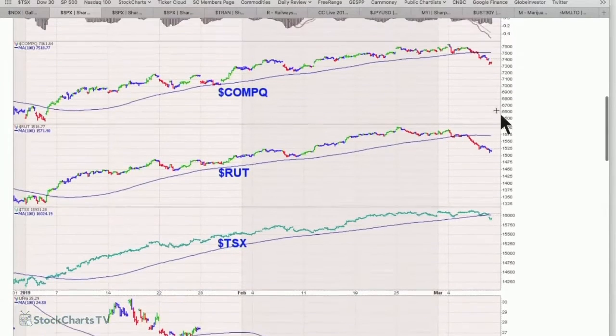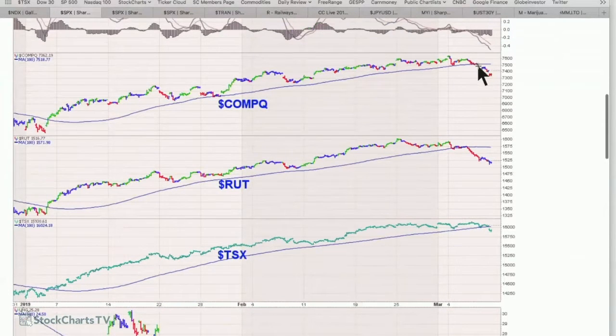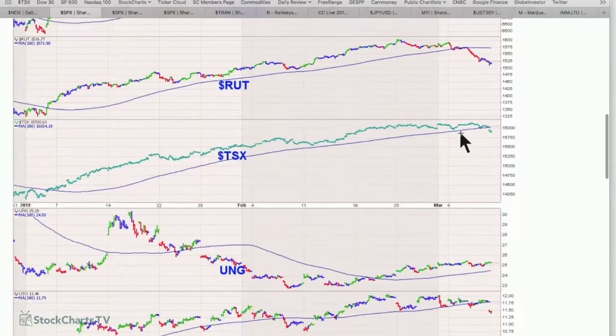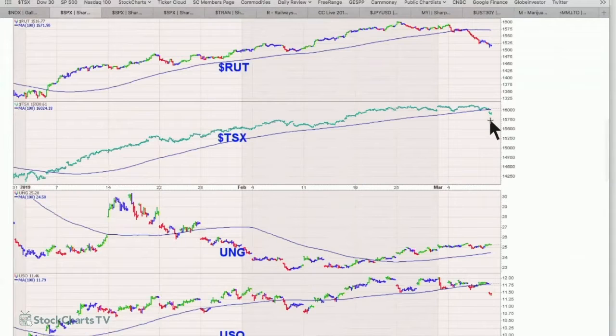You can see that the CompQ broke down a couple of days ago. The Russell broke down on Tuesday roughly. And the TSX is just breaking down today. This outperformance by the TSX was somewhat interesting to see, because normally I use the Canadian market as a guide for other markets. And having this hold up so well is either very bullish or very odd, one of the two.